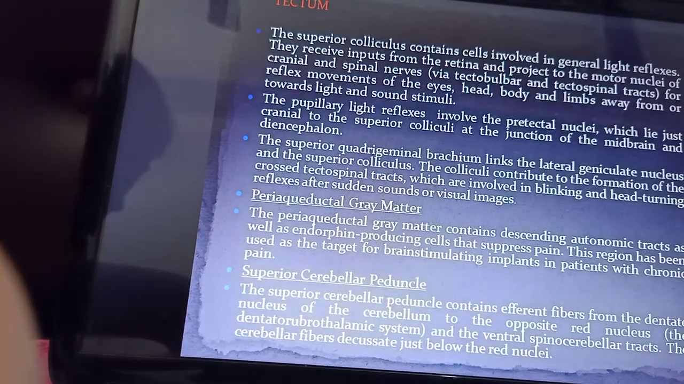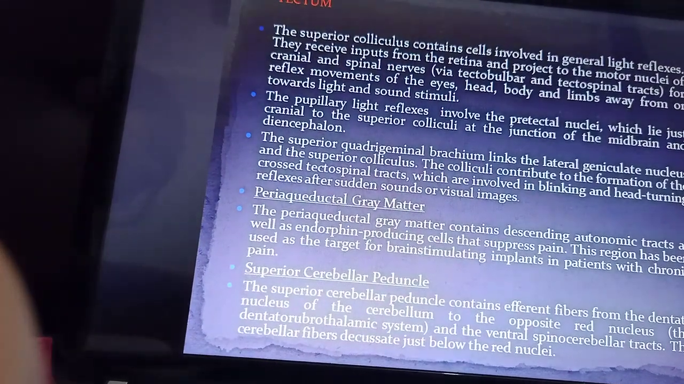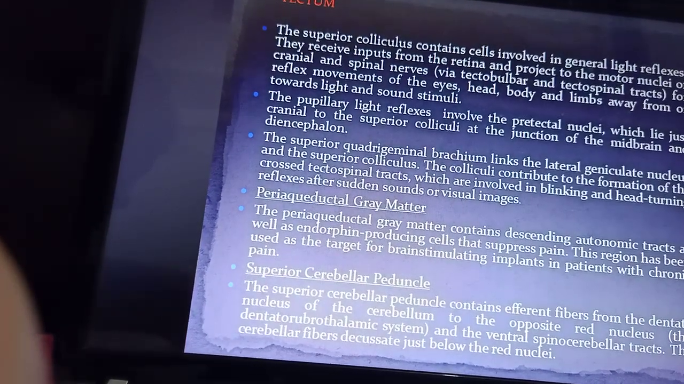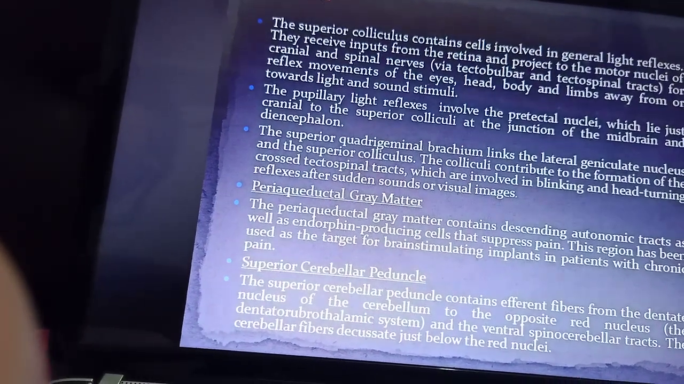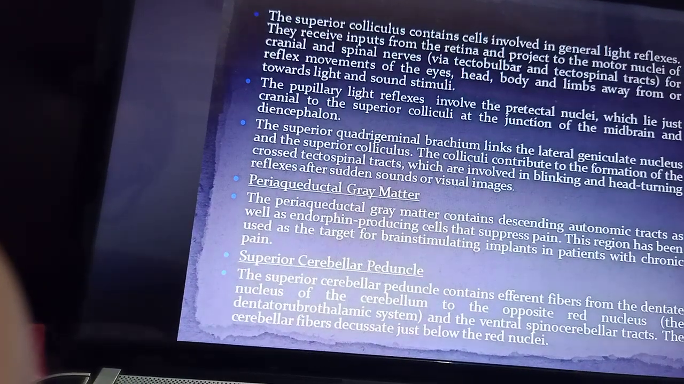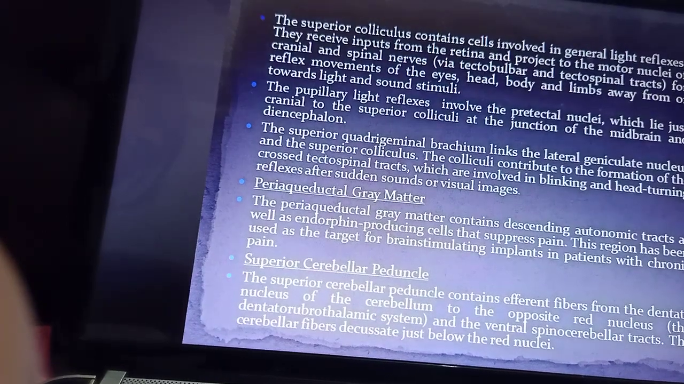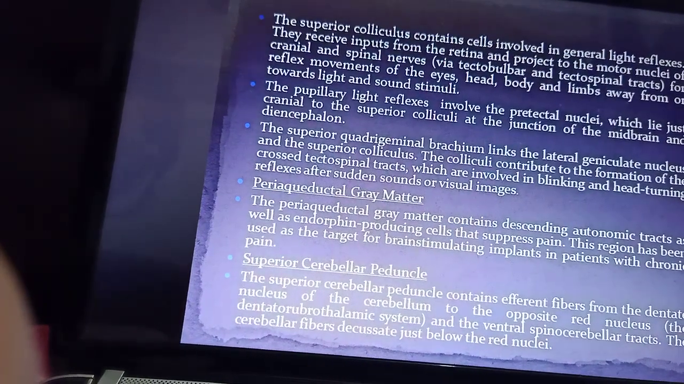The superior quadrigeminal brachium links the lateral geniculate nucleus and the superior colliculus. The colliculi contribute to the formation of the crossed tectospinal tract, which is involved in the blinking and head turning reflex after a sudden sound or visual image.